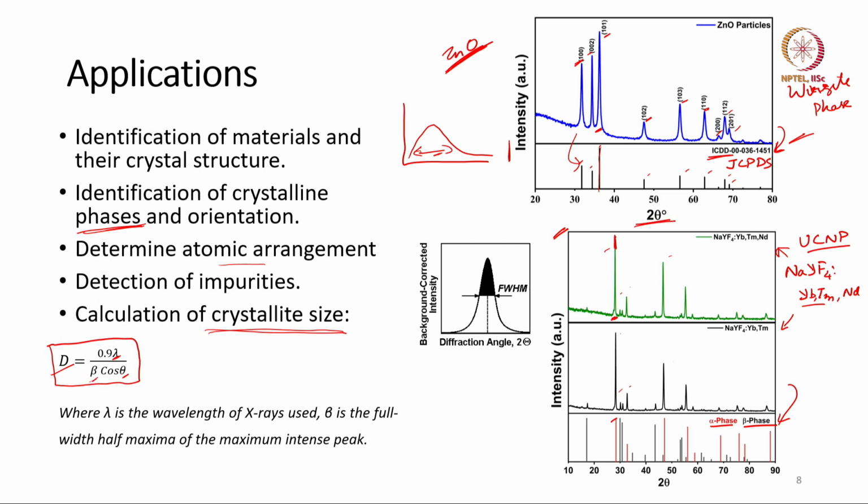Now, what is the full width half maxima of the maximum intense peak? In this case we have the maximum intense peak as of the plane 101, and in case of UCNP we have this peak at around 30 degrees. So, this peak we will take, this is the width of that peak and this is the intensity of that peak. FWHM will be somewhere here, which is the full width at half maxima of that peak, that we will take here and then we can calculate the D, which is our crystallite size.